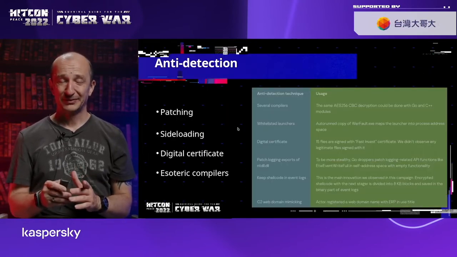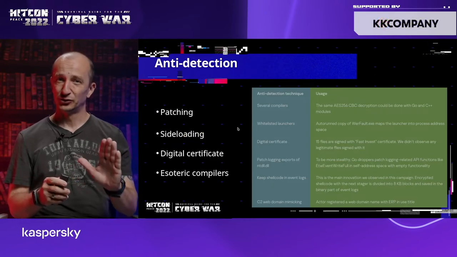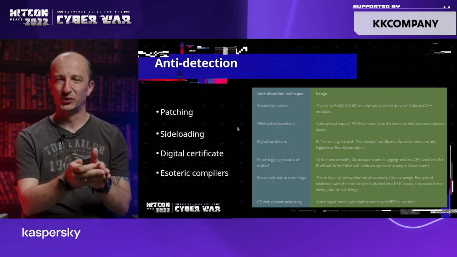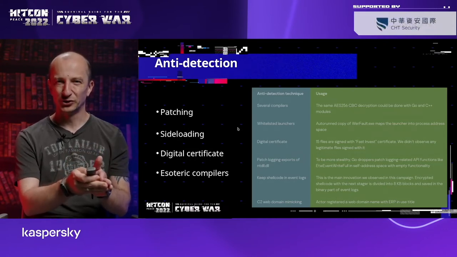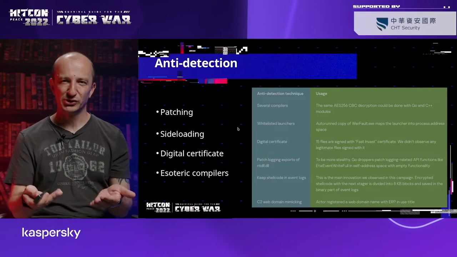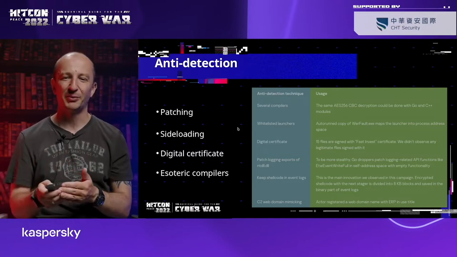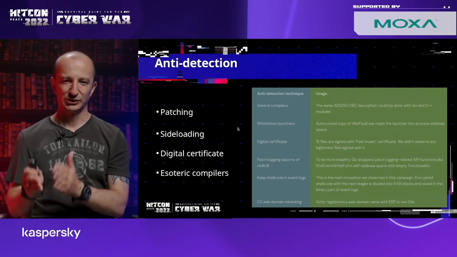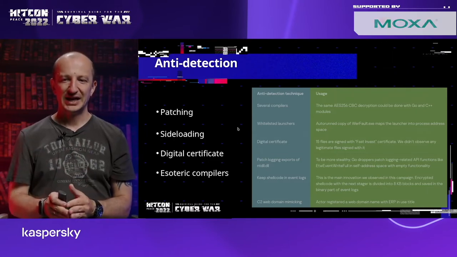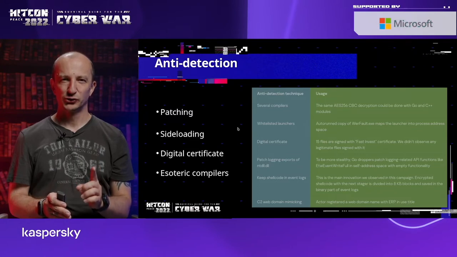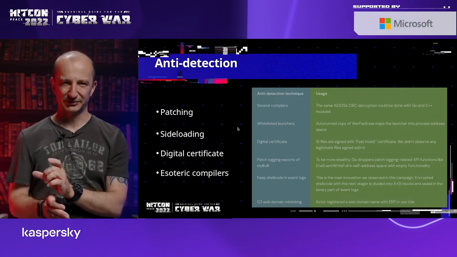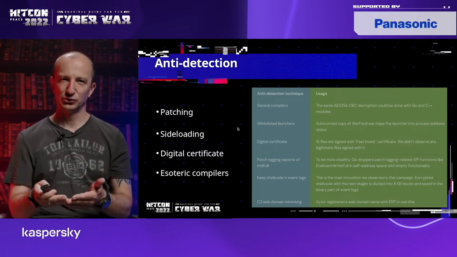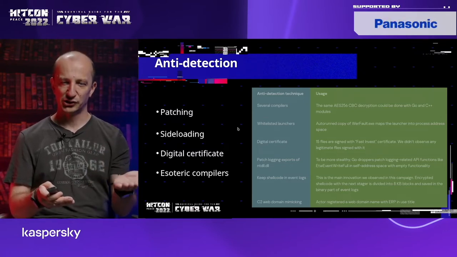What else? So enough, I don't want to spend too much time on available code, third-party code, because you could find its description or even source code on GitHub. Let us slowly go to the custom code, to the anti-detection. In anti-detection, besides the several compilers, I want to emphasize the following techniques. Patching. You see one way of patching the legit process.